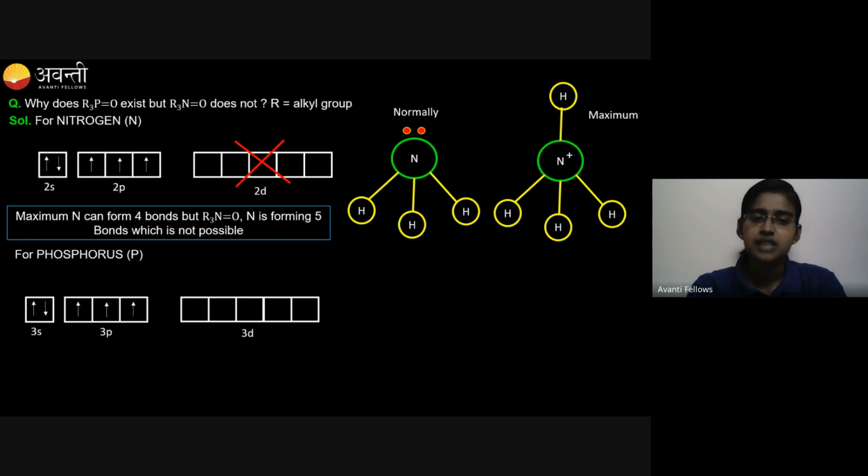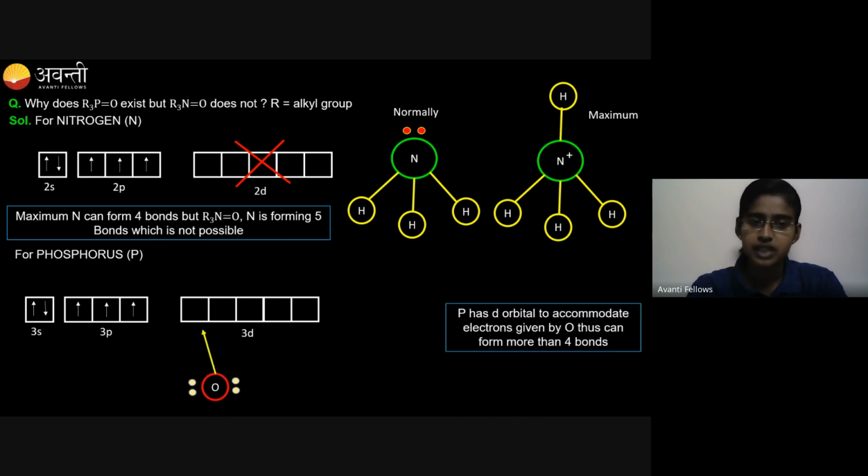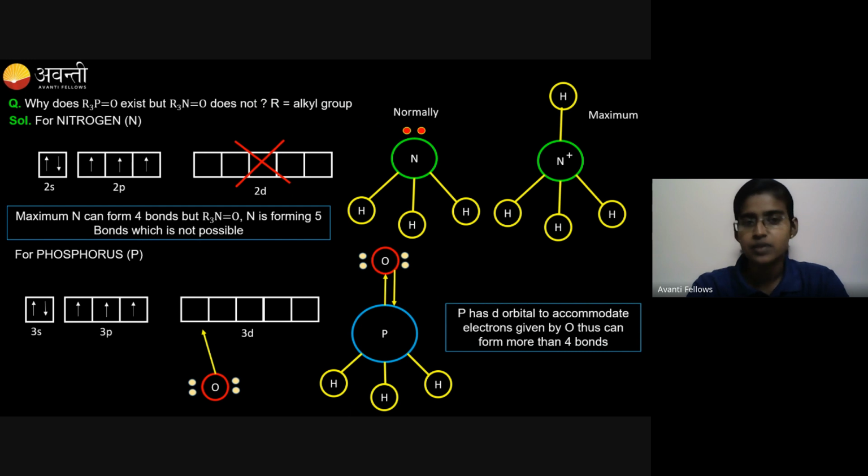But phosphorus has empty d orbitals also. So what can this phosphorus do? Phosphorus has d orbitals, which can accommodate some more electrons. So it can form more than 4 bonds. From outside, one oxygen is coming and forming a bond with this phosphorus to give R3P double bond O. Okay, to give this structure. So that's why it is forming 5 bonds. Clear? So the absence of d orbitals is the reason for this question.